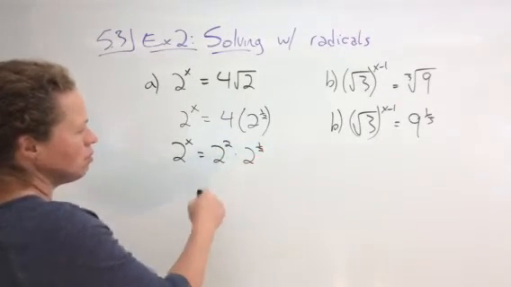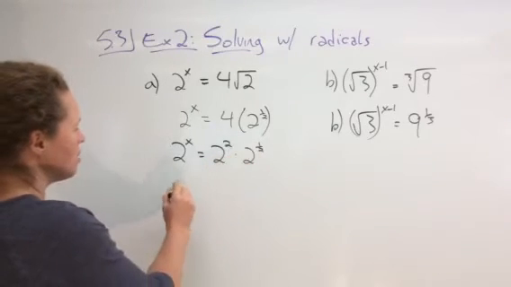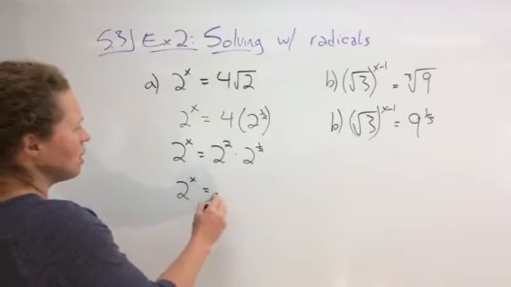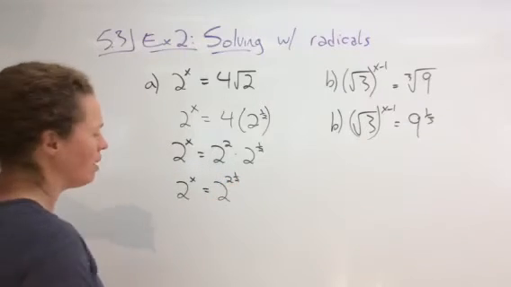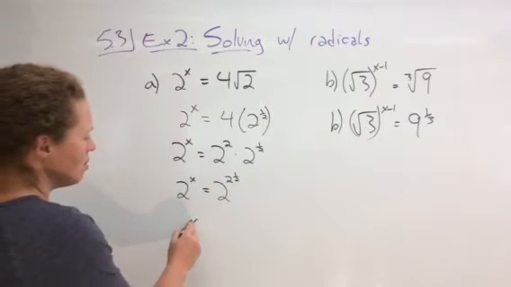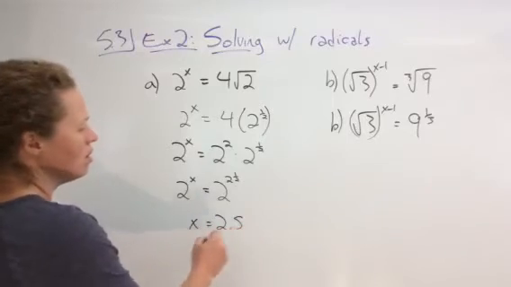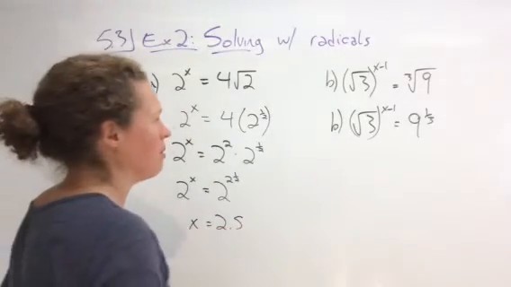And now when you have two bases that are multiplied, you add the exponents. So 2 to the power of x equals 2 to the power of 2 and a half, or 2.5. Since the bases are the same, x equals 2.5. So we're done with that one.